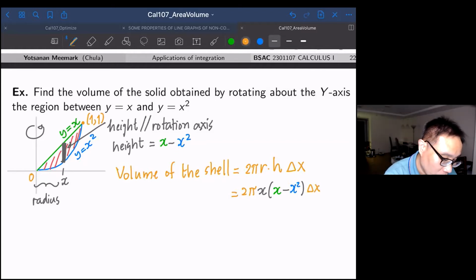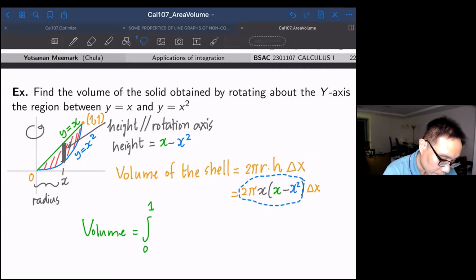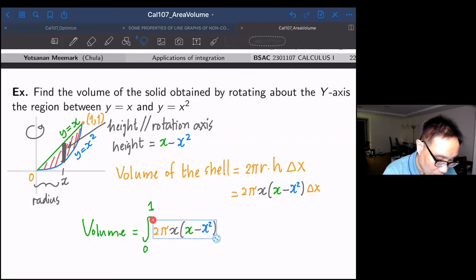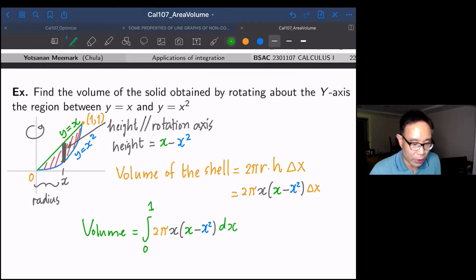So the volume of the solid turns out to be the integral of the whole thing. So you sum the whole thing. So you're just going to copy this one. Okay, and then you put dx. So you just change delta x to dx and you integrate.